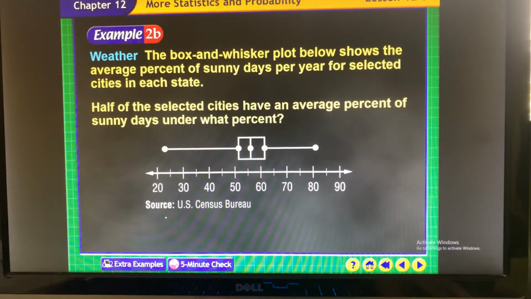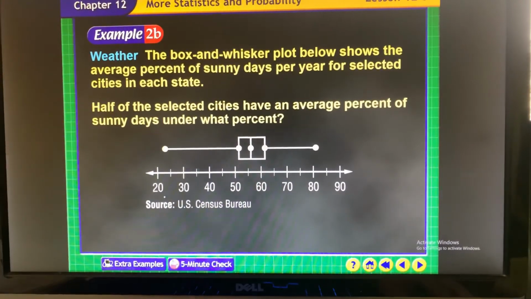Half of the selected cities have an average of what? Okay. Remember when we were doing the IQR, we split it into 4 sections. This is split into 4 sections, 4 equal sections. This is worth 25% of your data. This is 25% of your data. This is 25% of your data. And this is 25% of your data. It doesn't look like it because your number line isn't your exact numbers. So it's very hard for you to comprehend that, but please understand each one of these represent 25%.